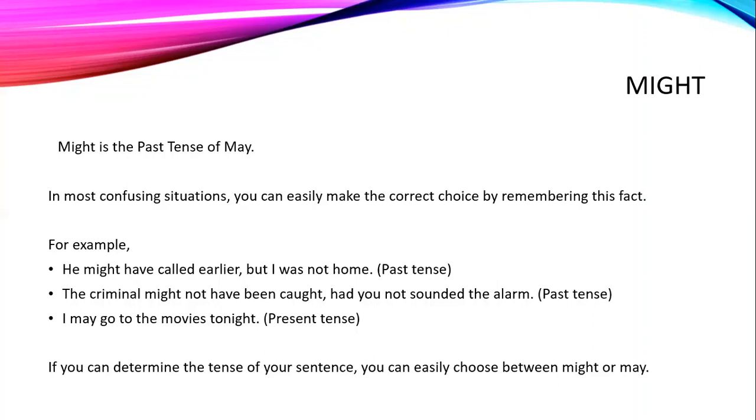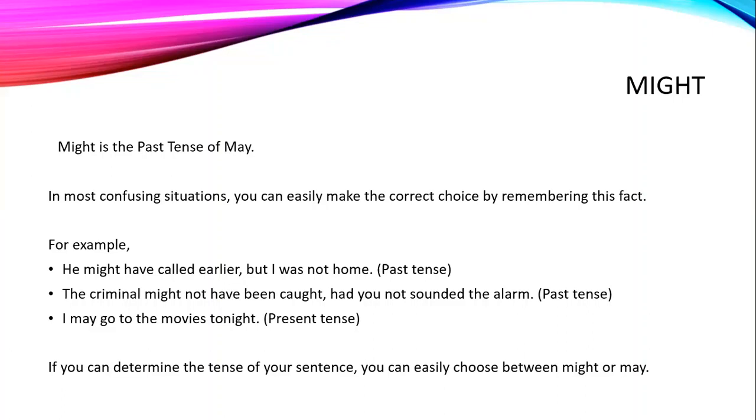For example, he might have called earlier, but I was not at home. It's past tense. The criminal might not have been caught had you not sounded the alarm. Past tense. I may go to the movies tonight. Present. So might is the past tense of may. It is used instead of may in the past tense where you want to express possibility, or some fact which could be possible.